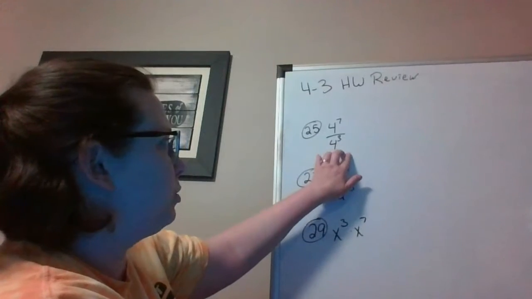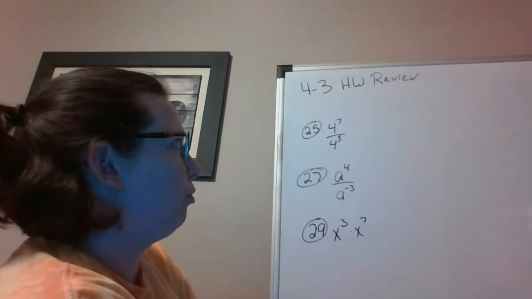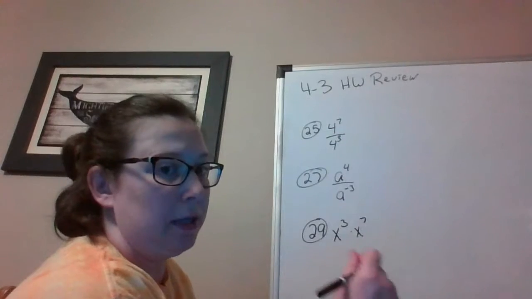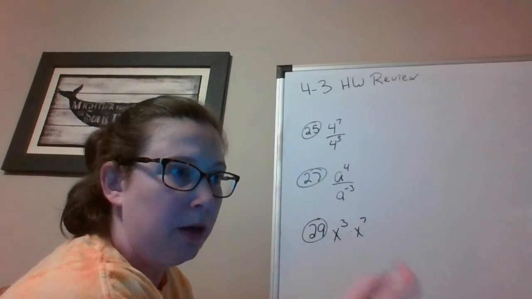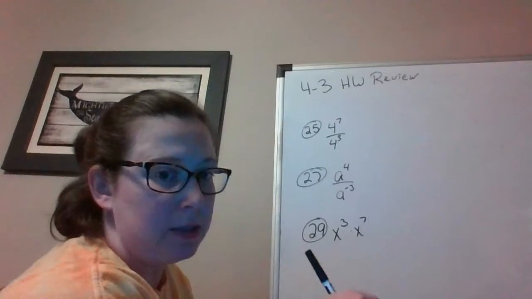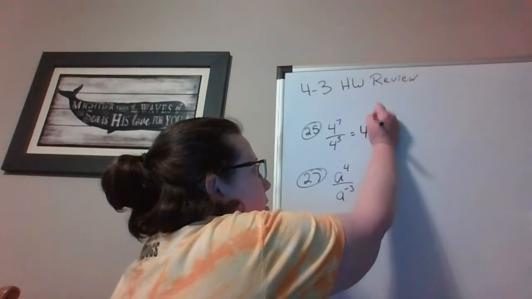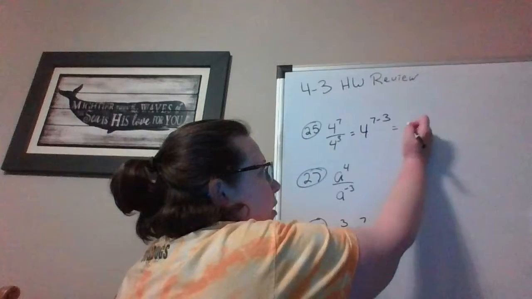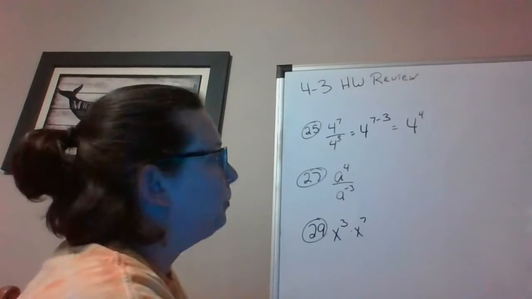And if we go ahead with 25, we're going to remember the exponential rule for division, which means we're taking that top exponent, the exponent that is on our numerator, minus the exponent that is on our denominator. So we're going to take 4 to the 7 minus 3, which would be 4 to the power of 4.